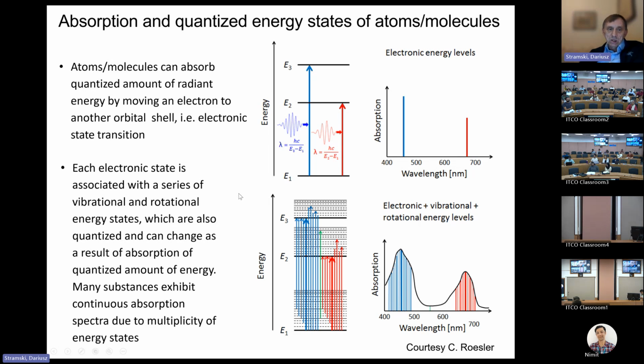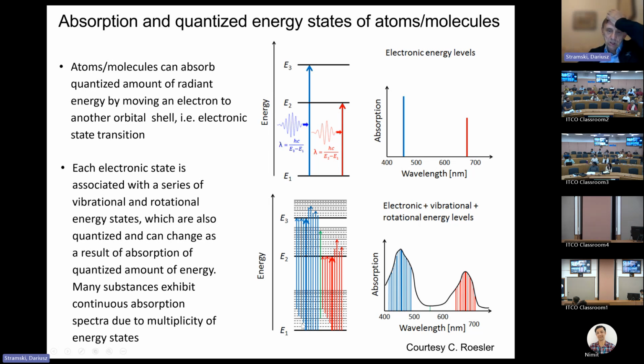Now, each electronic state in typical molecules is associated with a series of vibrational or rotational energy states, which are also quantized and can change as a result of absorption of a quantized amount of energy. So, for example, each of these E1, E2, E3 states has multiple vibrational states. I'm not sure if this is easily discernible in this slide, but there are thin solid lines that would be vibrational levels, and there are thin dashed lines that would be rotational levels.